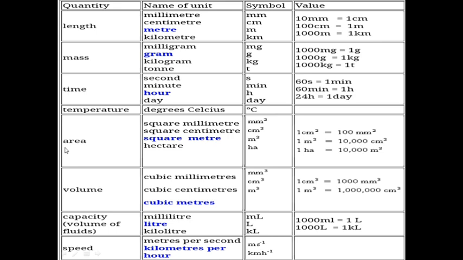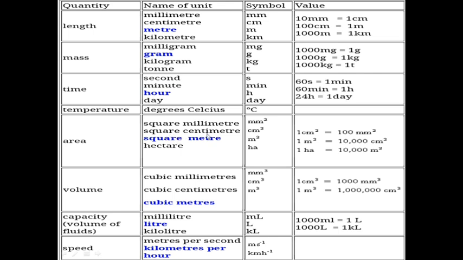Then the next quantity is area, and the units for area are of four types. They are square millimeter, square centimeter, square meter and hectare. The symbol used for square millimeter is millimeter square. The mm and the 2 written here is the power. So it is read as millimeter square.